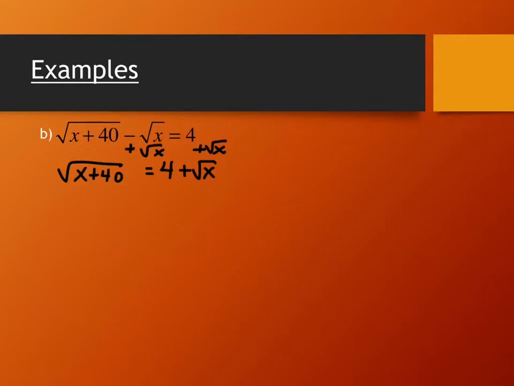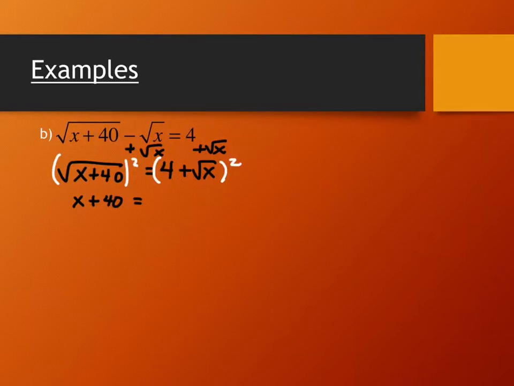Okay, everybody good so far? Okay, the process is going to be the same as what I did before. My goal is to eliminate radicals, and I can eliminate the radical on the left by doing what? Squaring it. So we're going to square both sides. Now on the left-hand side, because it's a square root that's then squared, I'm going to cancel those out. Those are inverse operations, and I have x plus 40 left.